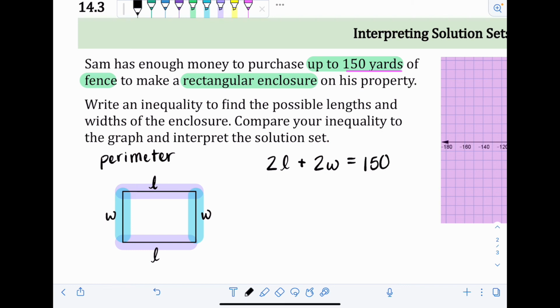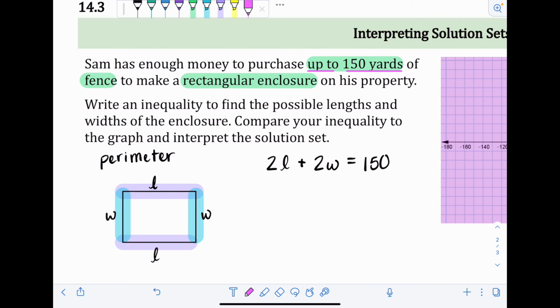The problem isn't saying that he is going to purchase exactly 150 yards. It says that he has enough money to purchase up to 150 yards. So that's telling us what type of inequality to choose. This is not something where you automatically have to say, okay, up to is this inequality. Sometimes you just have to think it through.